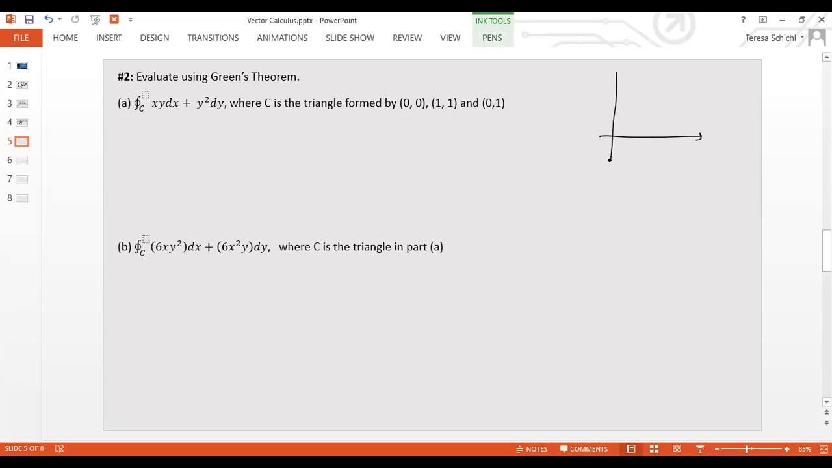Like we talked about, you can always parameterize, but sometimes it will be pretty tedious. This is 0, 0, this is 1, 0, and 0, 1 is here. So this is the triangle, but it's not the area. So let's put it here.